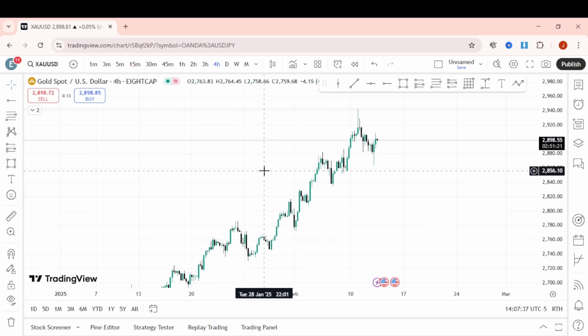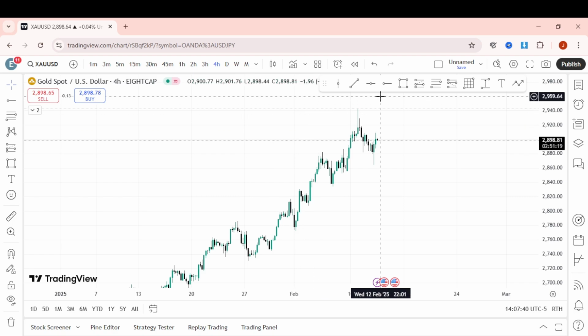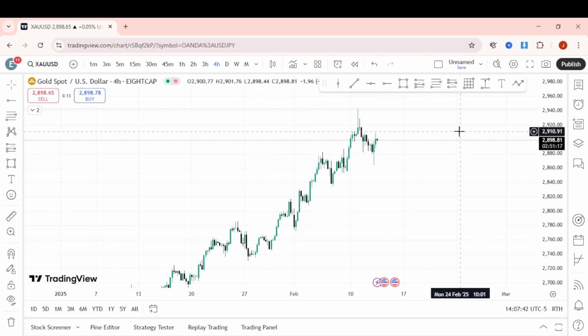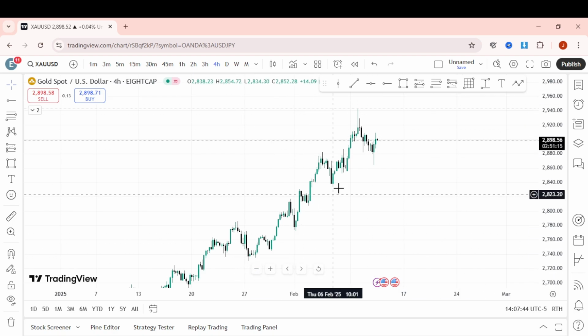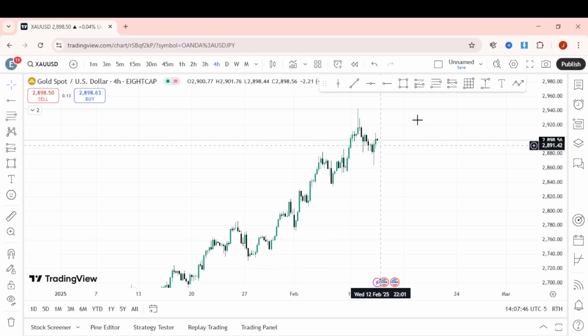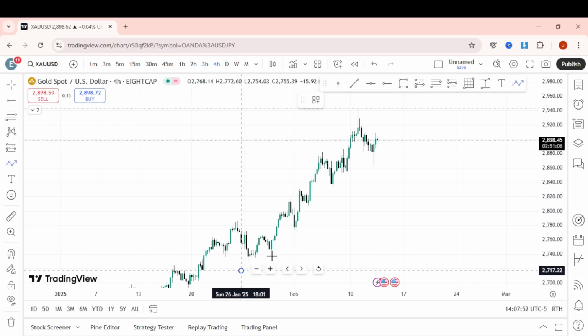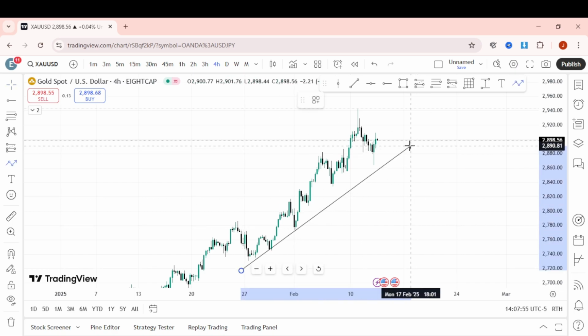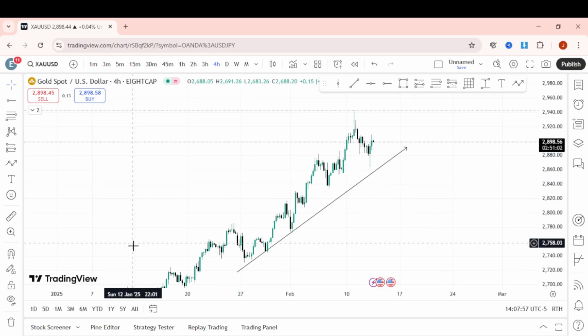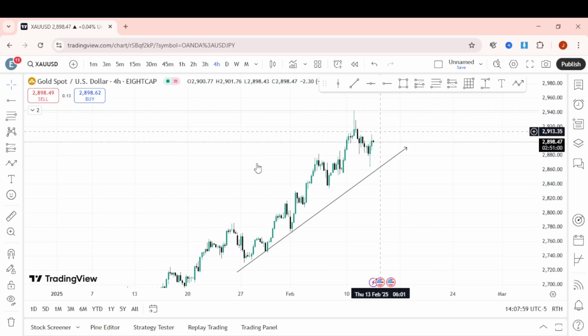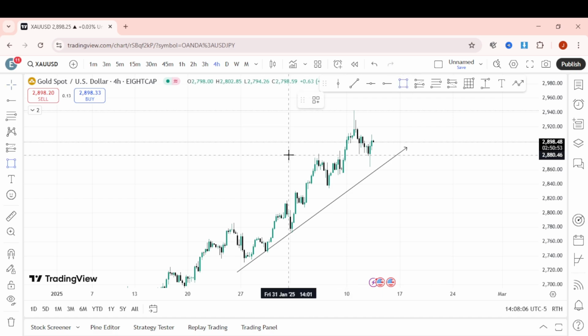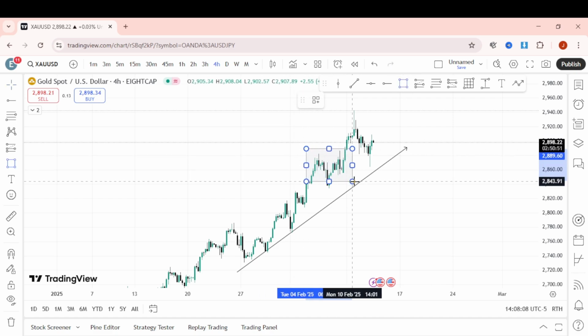I just want to show you this so we have a long-term perspective, or at least a short-term perspective of where the price is going. So in that case, we're talking about the bias. As you can see, price is in a bullish trend, so we assume price will keep going bullish. The area I want to talk about in particular is this area right here.